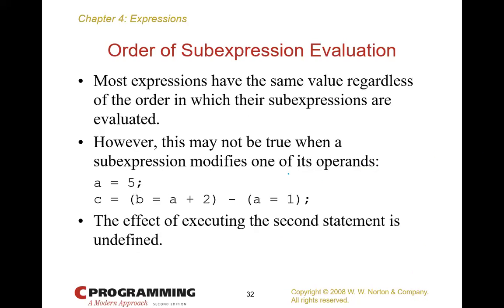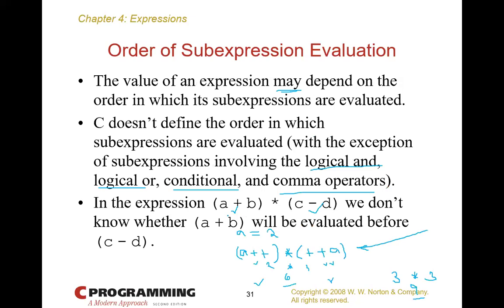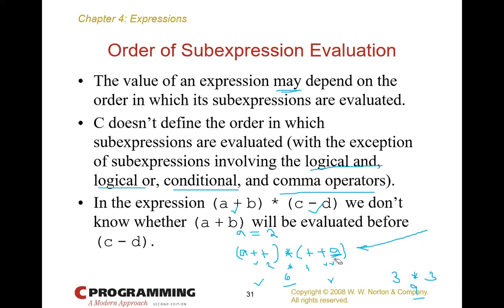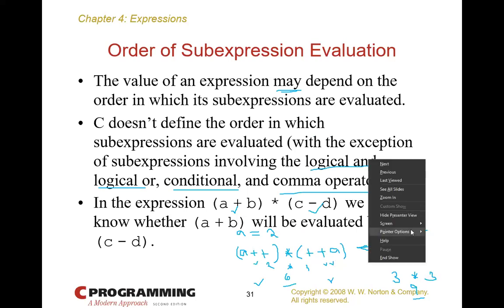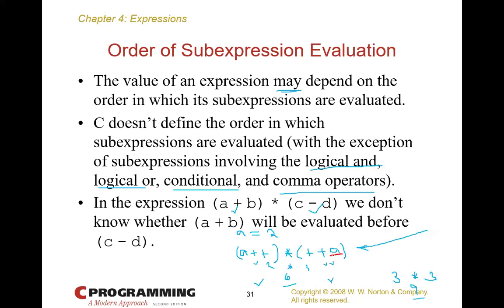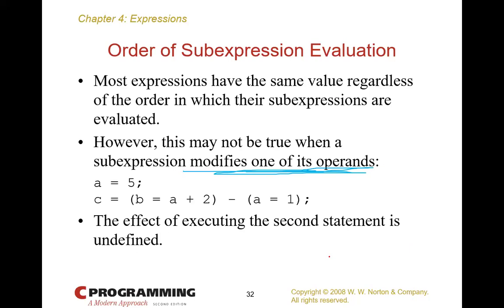So most expressions have the same value regardless of the order in which their sub-expressions are evaluated. However, this may not be true when a sub-expression modifies one of its own operands. This is the part where we had problem earlier, where an expression modifies one of its own operands. So whenever you have such a situation, then some things are becoming unpredictable. The outcome becomes unpredictable depending on how the compiler evaluates the expression.